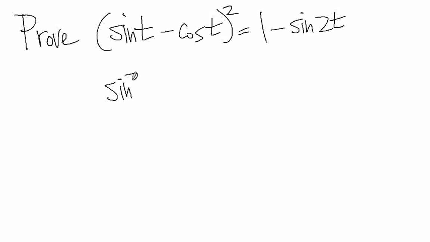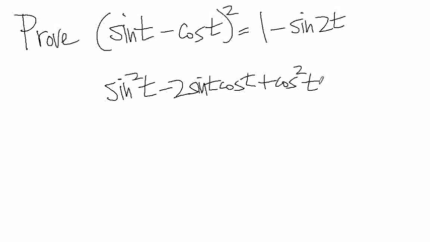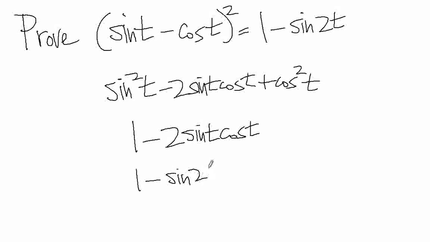And so I get the sine squared of t minus 2 times the sine of t cosine of t plus the cosine squared of t. And we know from the Pythagorean identity that the first and last terms add up to 1. So I get 1 minus 2 times sine of t cosine of t. But we also know from the double angle identity with respect to sine that that second term is the sine of 2t. So 1 minus the sine of 2t, which is exactly what we had originally on the right side. So we've just proven that indeed that identity is true.